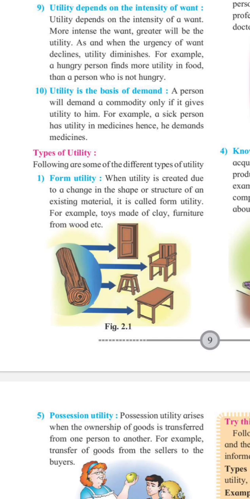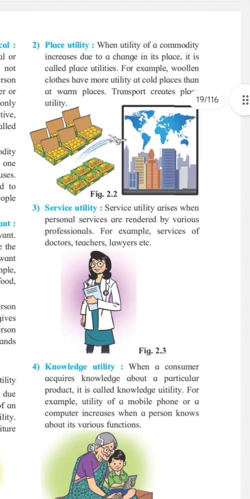Now first type is the form utility. So utility created by changing the shape or structure of a commodity is known as form utility. Examples are furniture from wood, toys from clay, etc. Next, we have place utility.